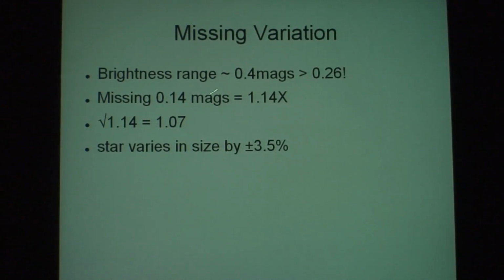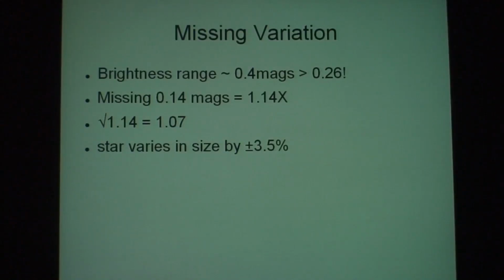Except our star is going up and down by 0.4 magnitudes, not 0.26. So we're missing about 0.14 magnitudes. Well, 0.14 magnitudes is about 1.14 times change in brightness. If we take the square root of that, we get 1.07, because the size of the star is changing too. That's what's causing the remainder of the brightness change. So we now know that this star is going up and down in size by plus or minus about 4%.